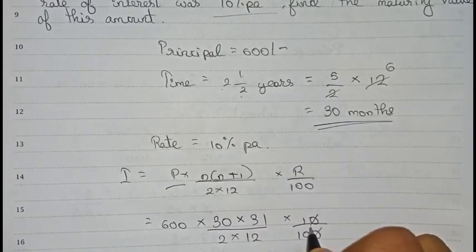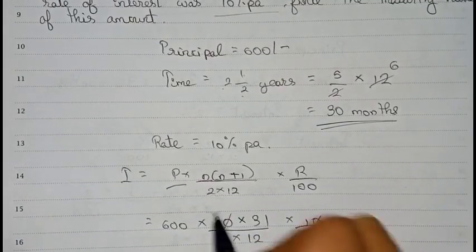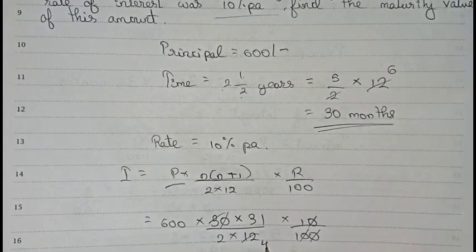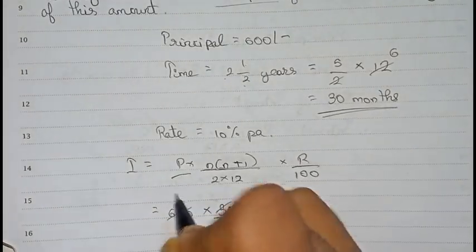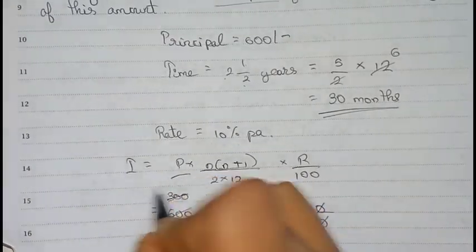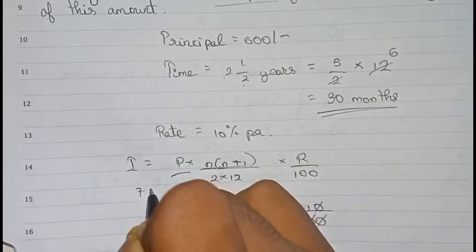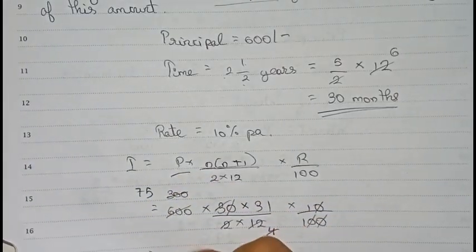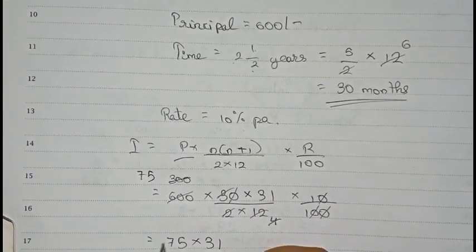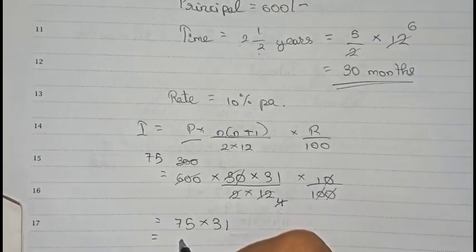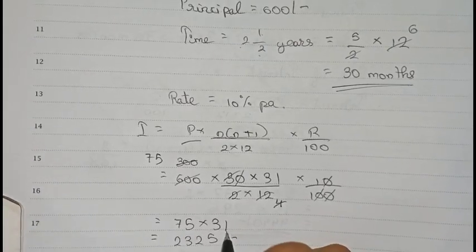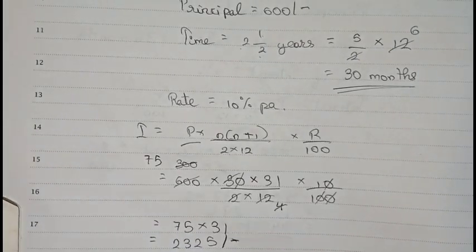So we cut it. So we cut 3 and 12. It becomes 4. 2 and 600 we cut. It becomes 300. Now I cut 4 and 300. It will become 75. 75 into 31. So 75 into 31 is 2,325 rupees. So our interest is 2,325 rupees.